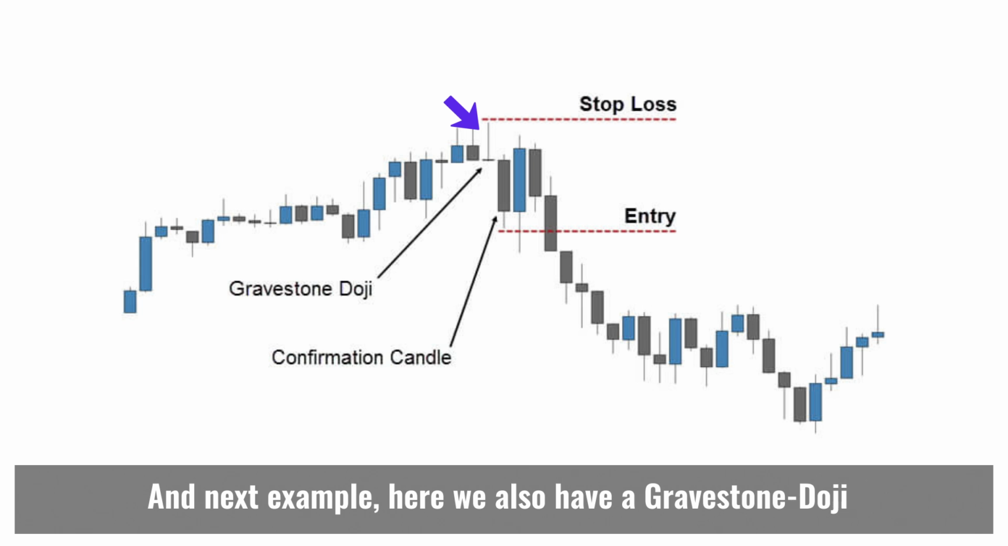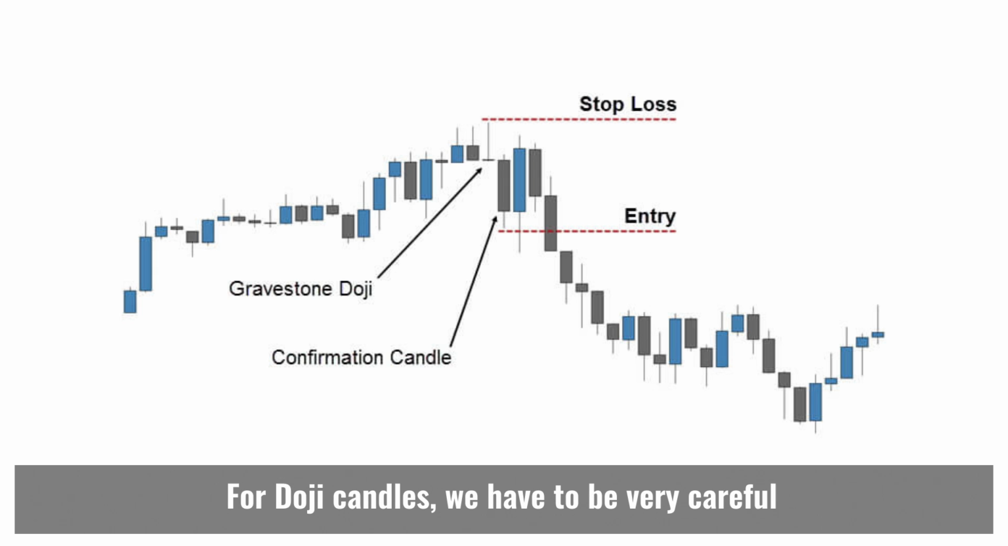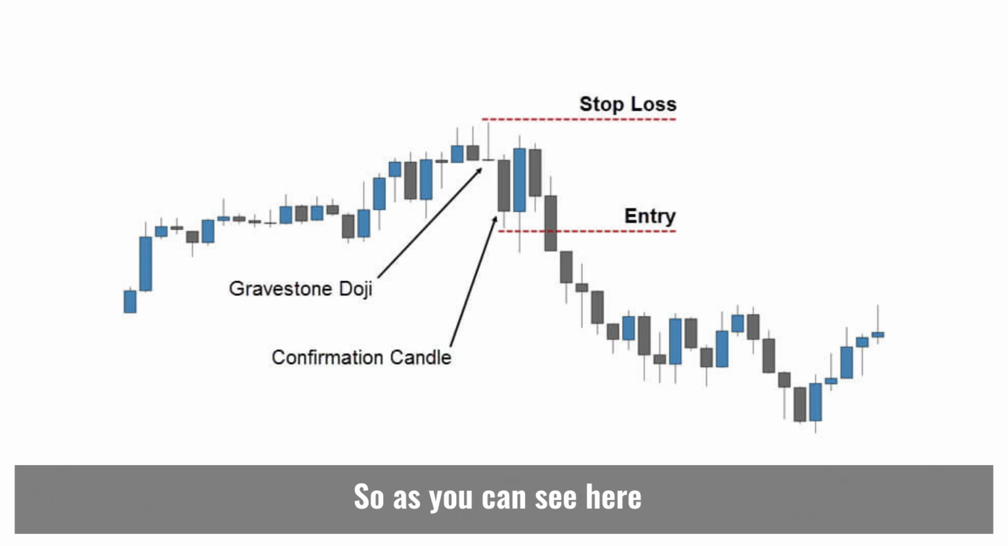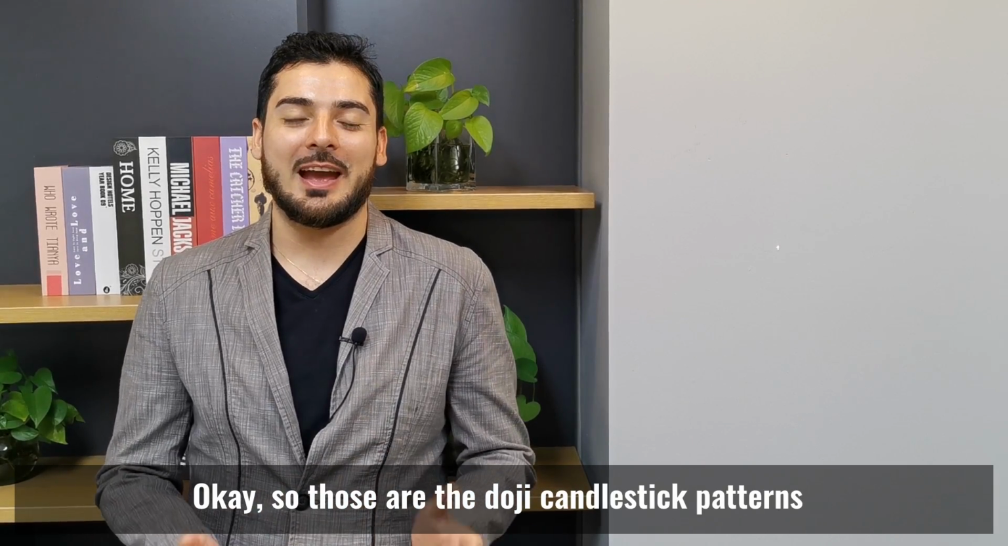The next example. Here we also have a Gravestone Doji. And next, remember I said this before, we have a confirmation candle. For Doji candles, we have to be very careful about what the next movement in the market is. In this case, we have a confirmation candle of that downtrend. As you can see here, we can set a stop loss at this point and an entry level at this point. Okay, so those are the Doji candlestick patterns.